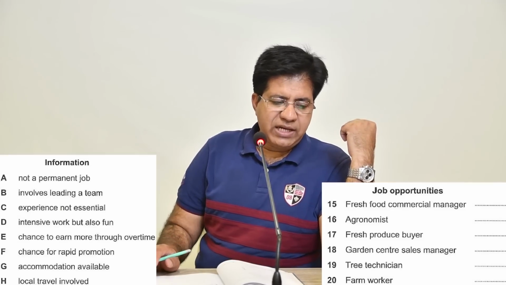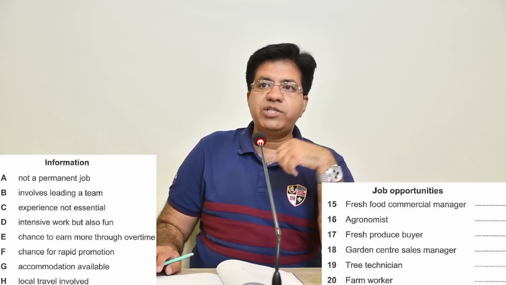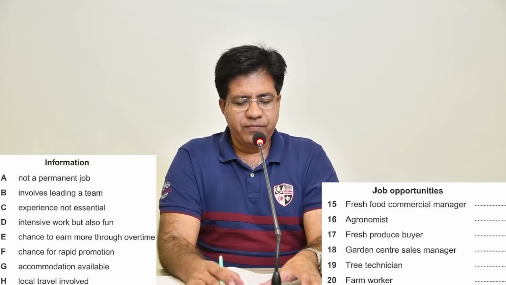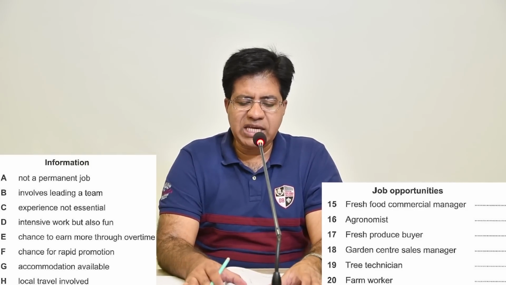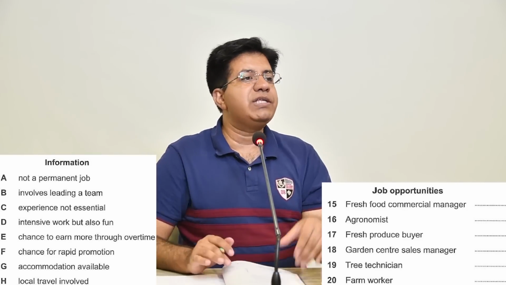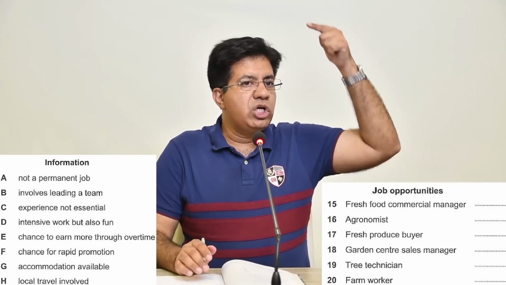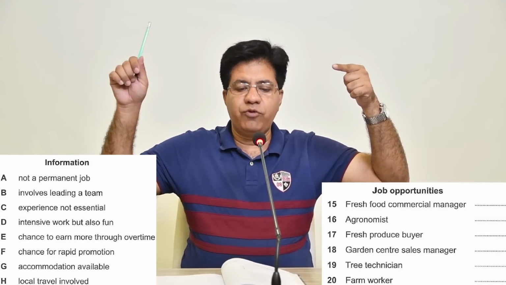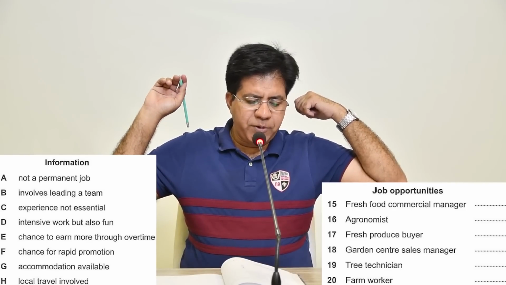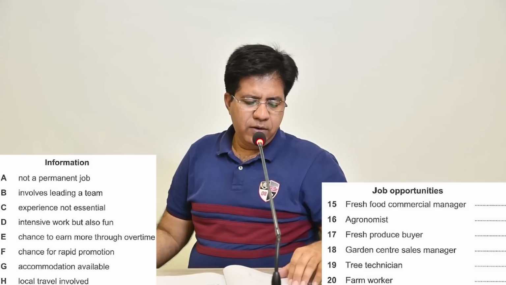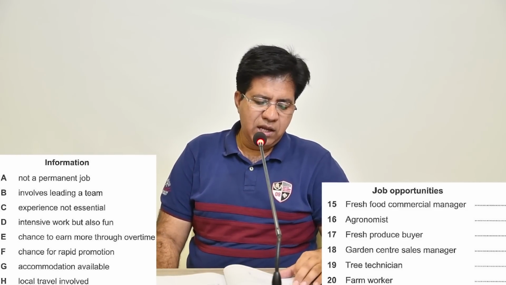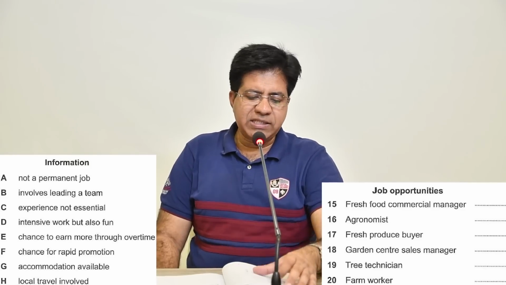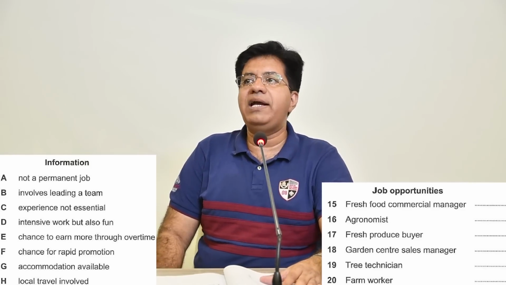Now we've got matching type questions. Questions 15 to 20, matching. What information does Megan give about each of the following job opportunities? Now listen, you have to match job opportunities with information. Can you see the job opportunities? 15, fresh food commercial manager. 16, agronomist. And please come to information, not a permanent job.